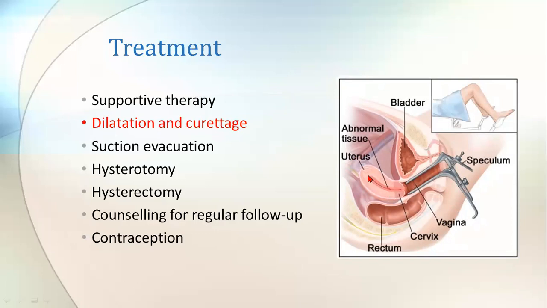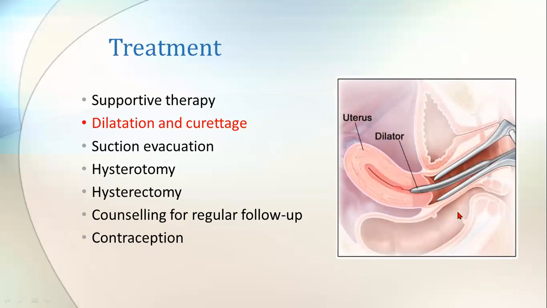See, this is the uterine cavity. This is a speculum by which we are seeing the cavity. See, there is an abnormal tissue within the cavity. Next, this is the dilators. Normally we say Hegar's dilators, which are very useful for dilating the cervical os. We'll do dilation by this.